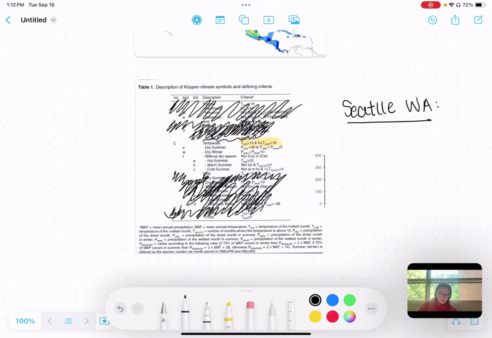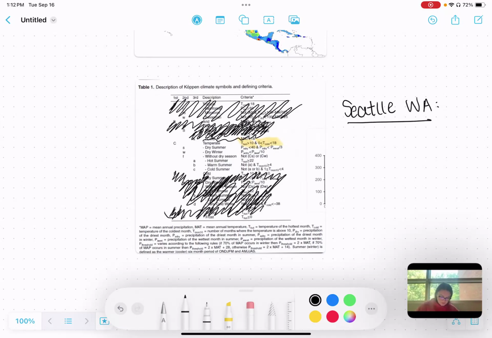So perhaps you don't know and aren't able to figure this out. So let's go through this one by one. Let's figure out if it's a dry summer. So your precipitation in your summer month must be less than 40, and your precipitation of your driest month must be less than your precipitation of your winter month divided by 3.